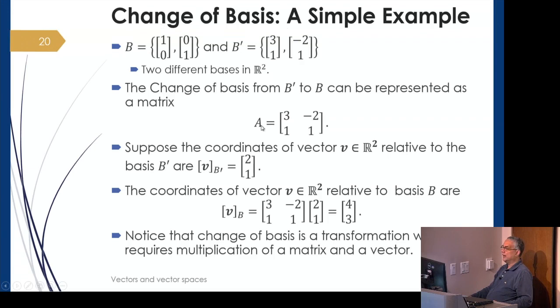Let's take an example. You have the coordinates of a vector V relative to basis B prime. Let's say these coordinates are 2 and 1. And now you want to figure out what the coordinates would be with respect to B. So you start out with B prime, and these are its coordinates. And the coordinates of vector V, now translated into B, would be essentially this matrix, borrowed from these two basis vectors, times the coordinates in B prime. And you would get, if you simplified that, 4, 3 as the new coordinates. And the change of basis is therefore, in algebra, a transformation based on a product of a matrix with a vector.